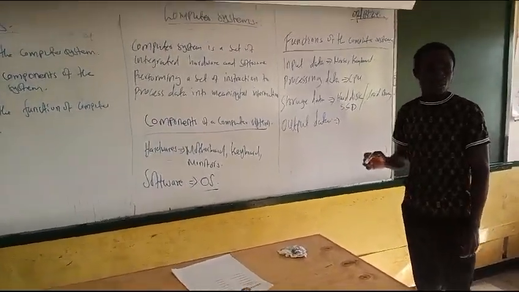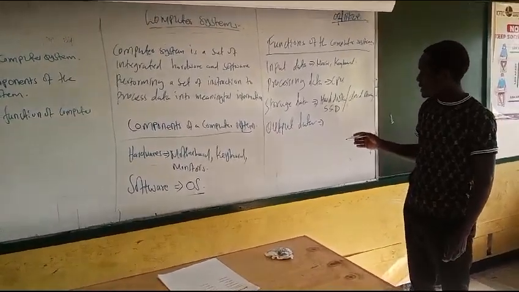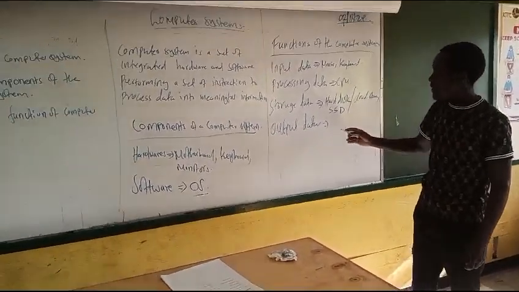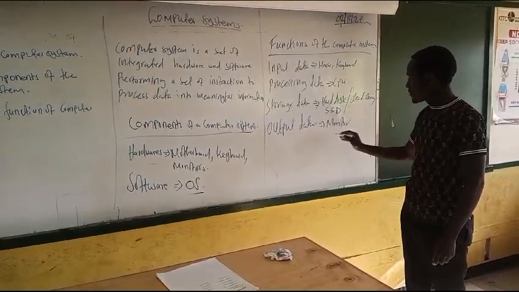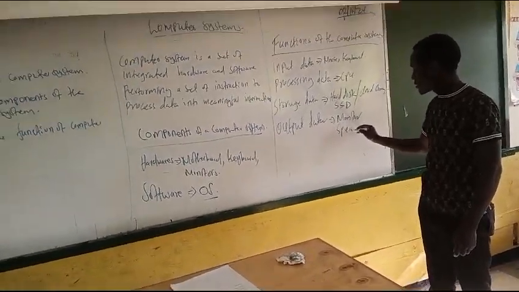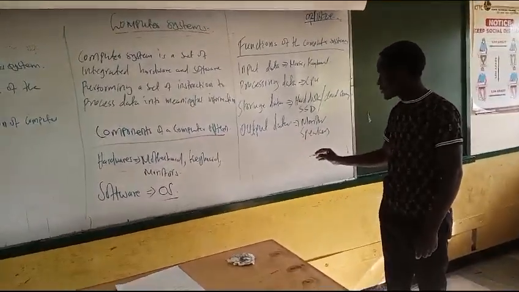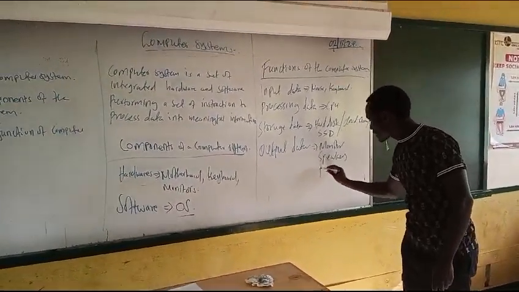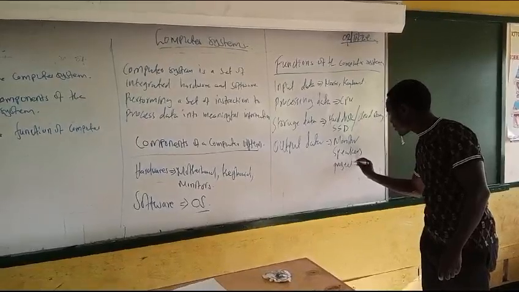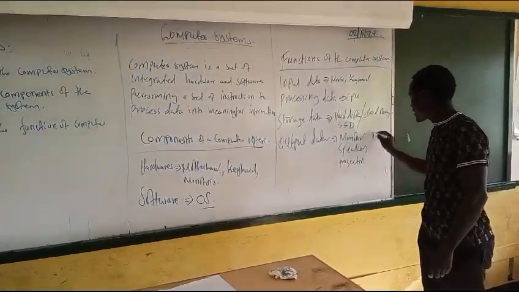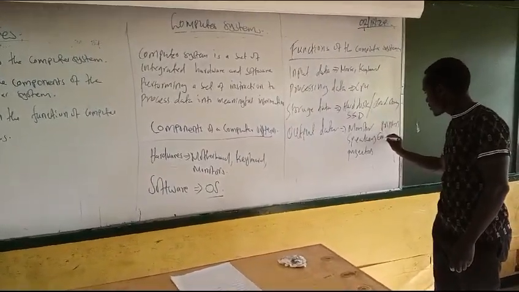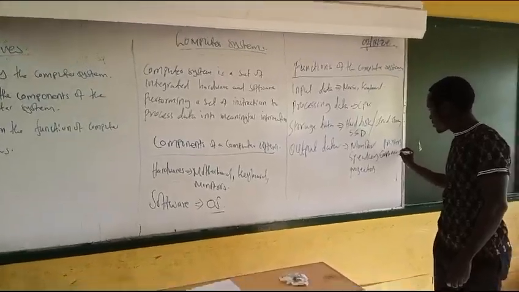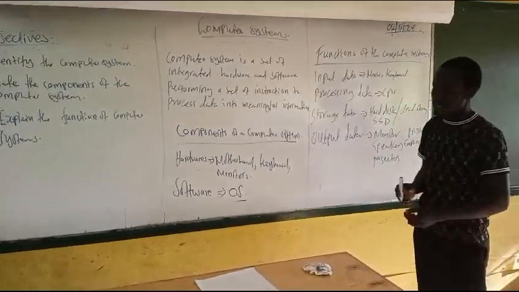Under the output, what do we have? Examples of devices that are used to output. We have the monitor here. We have the speakers. We have the projectors. We have printers. We have even the earphones. You can go and read more on that.